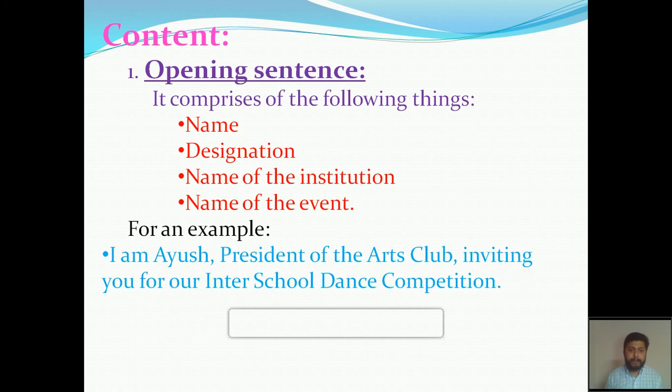For example, I'm Ayush, president of the arts club, inviting you for our inter-school dance competition. So what information is there? Ayush, your name is there. Then designation: you are the president of the arts club. The name of the institution, school. The name of the event: it is the inter-school dance competition.